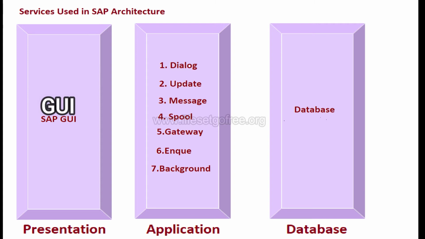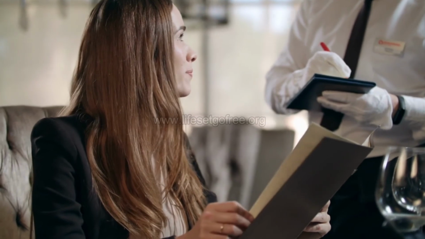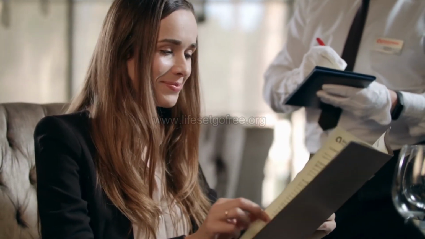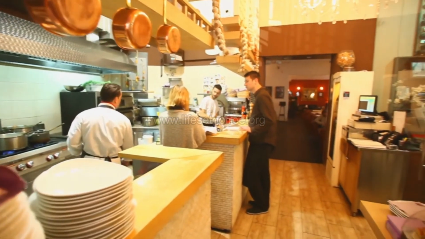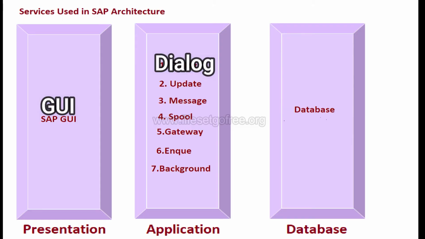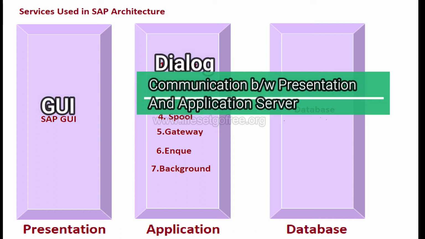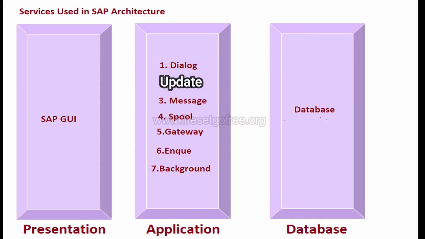Okay, it will have dialogue service. What is a dialogue service? Dialogue service means it provides communication. See what the waiter is doing, he is communicating between the client and the database, I mean here the food where it is being prepared. Okay, so similarly dialogue service, the name itself says dialogue, so it provides communication between the presentation server and the application server.